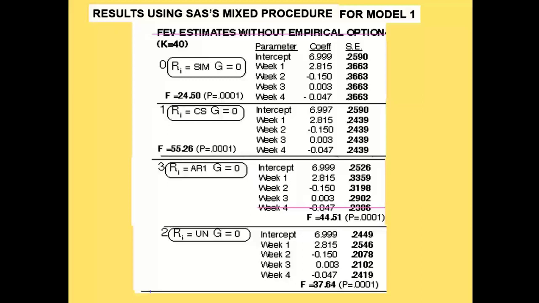Yes, it matters, right? Because you're getting significance no matter what you do. And you don't necessarily really care about the correlation structure, although you can get that. You can estimate the correlation structure. Now, notice that if you look at the parameter column, it's got intercept, week 1, 2, 3, and 4.